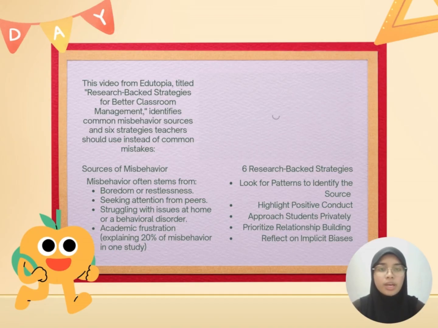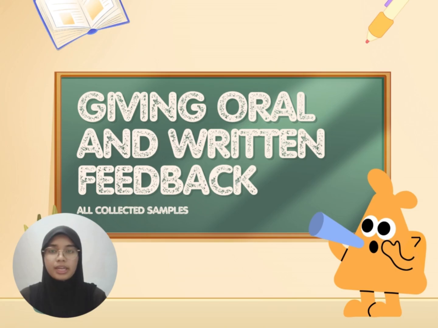And lastly, we also have reflect on implicit biases, where some research suggests that teachers sometimes treat students unequally. So instead of doing that, teachers should regularly review their discipline measures and reflect on their own biases to ensure fair treatment amongst the students. And the last element is giving oral and written feedback.